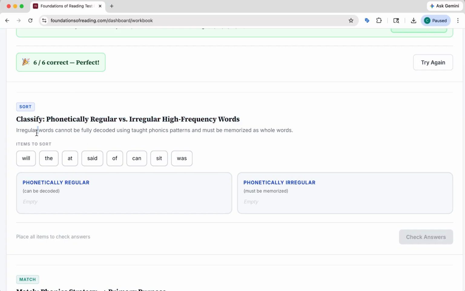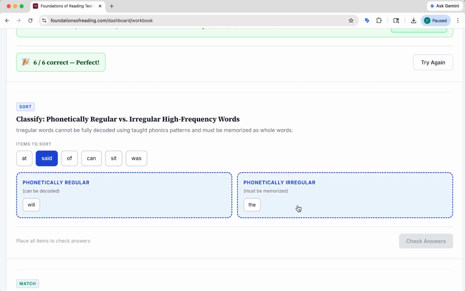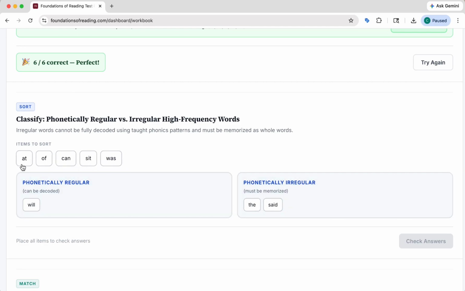So, irregular words cannot be fully decoded using taught phonics patterns and must be memorized as whole words. We need to sort these between phonologically irregular and irregular. So I'm going to go here. Let's just start with the first one, will. What else do we have? The is irregular, must be memorized. That's true. Think about it like a sight word. I also see said. Let's go, would be right here. Of goes to the sight word section, must be memorized.